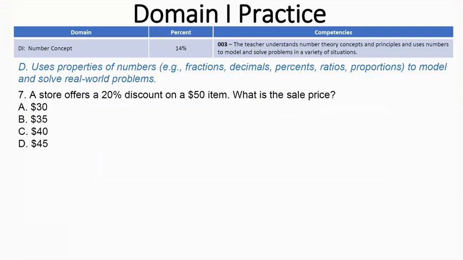Domain 1. We're still in competency 3, but we need to do, what type of competence is this now? This is very general. We'll do it in specific. Use properties of fraction, decimal, ratios. Okay, ratios. No, undo. It's not ratio. Can be ratio, but percent, proportion to model and solve real world problems. Okay, real world problems.